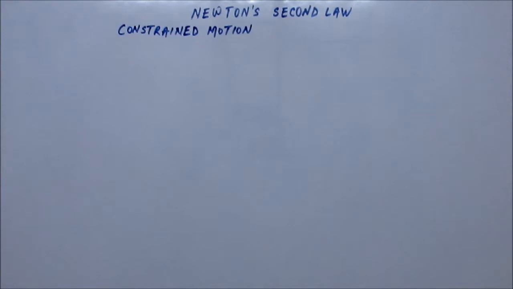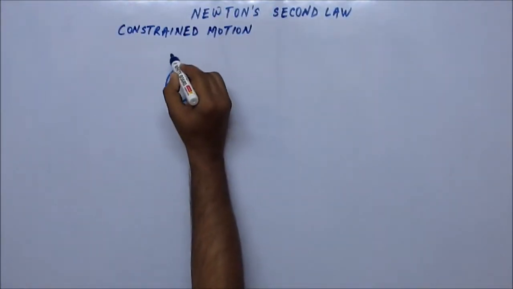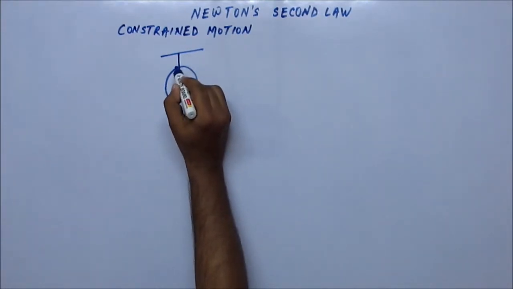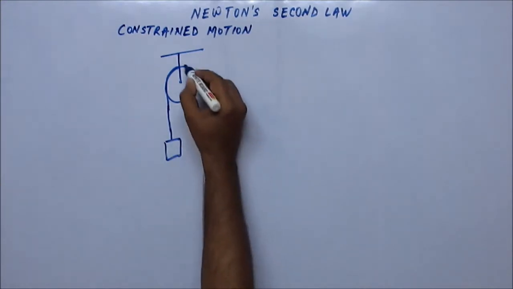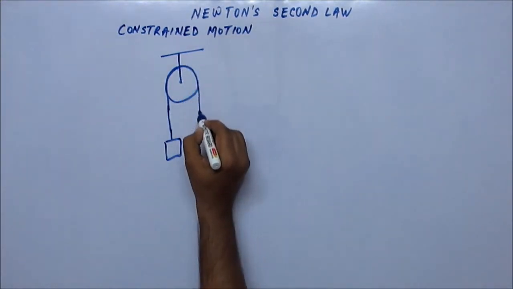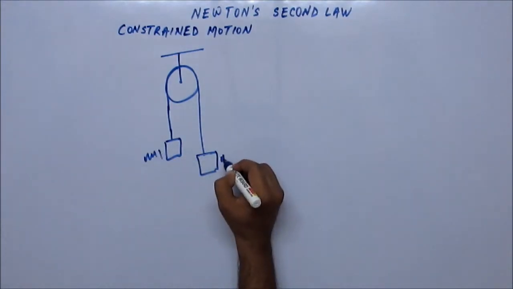Okay, let's start a very interesting and very important topic, constrained motion. There is no more theory in this. It just requires what we have already studied. Let's start with a simple case of a pulley and two masses hung from it, M1 and M2.